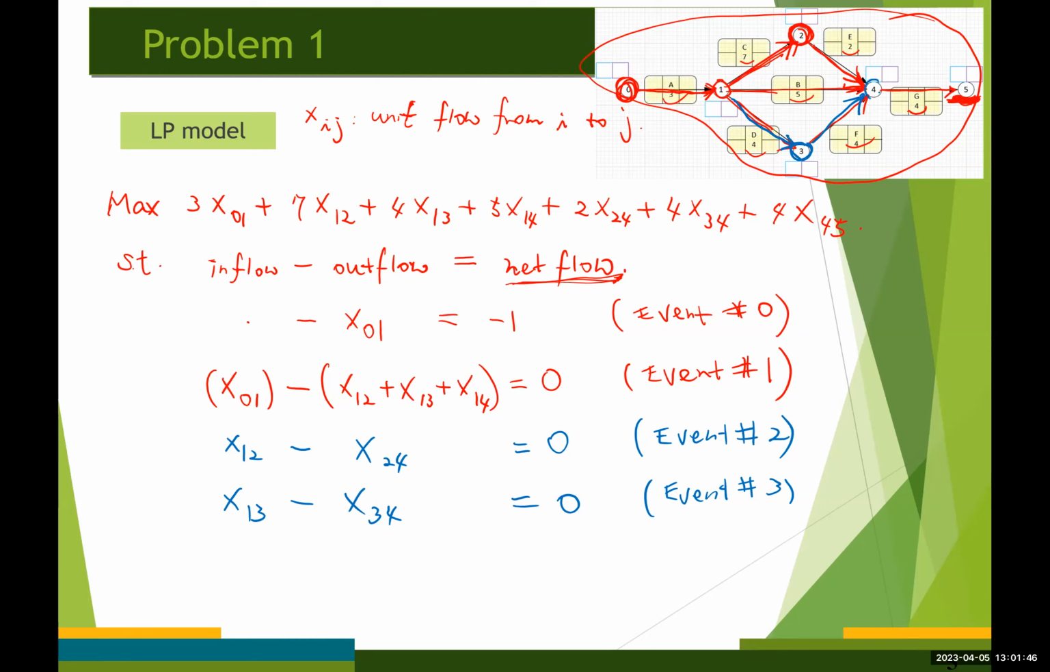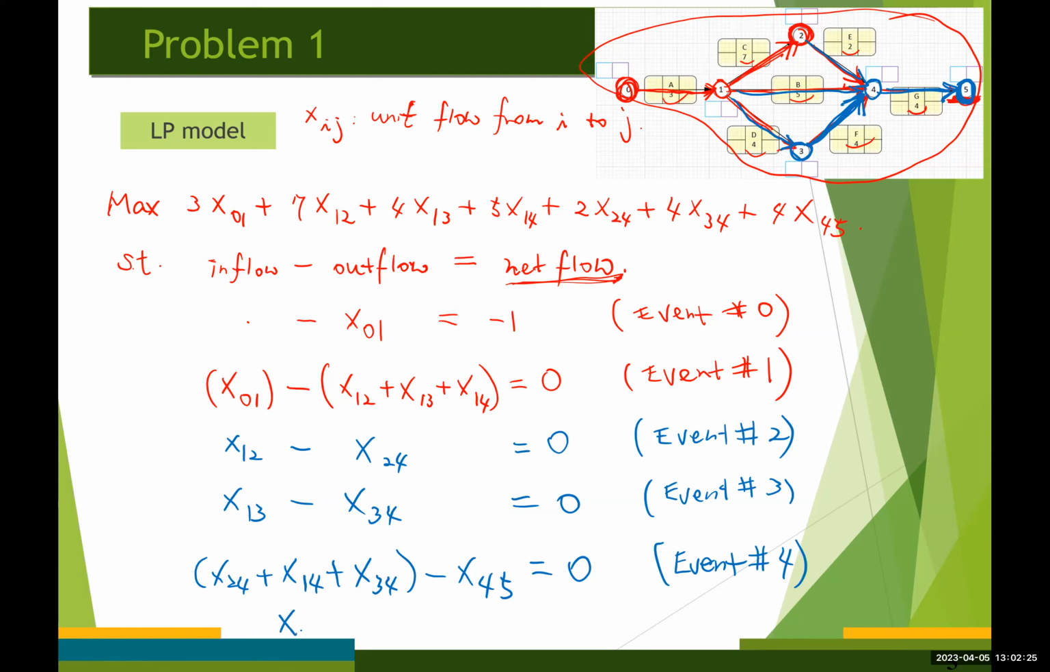For event number 4, we have 3 inflows, 1, 2, and 3. And we have only one outflow, right? So x24, x14, x34, those are the inflows, and then one outflow, x45 is equal to 0 for event number 4. Finally, considering event number 5, we have only one inflow, but there is no outflow, right?